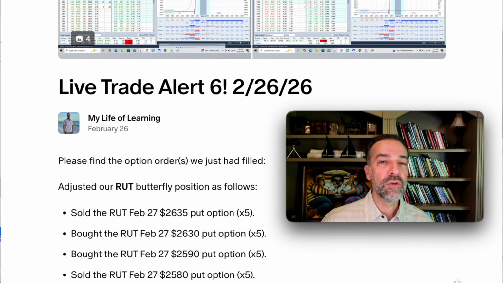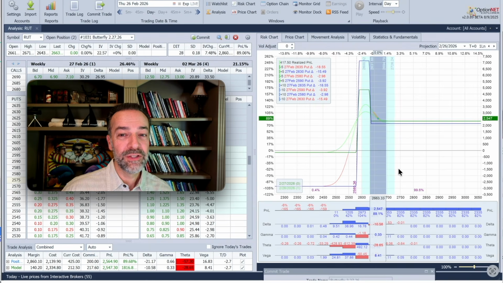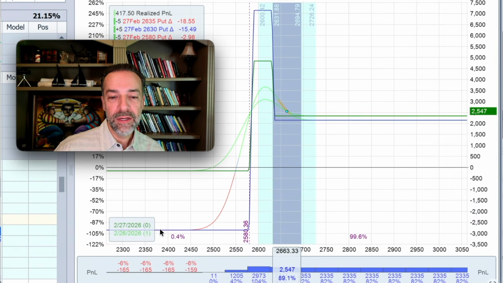All right, fast forward 2 more days, and we made one final adjustment. I'll tell you, this was probably my favorite adjustment. Here we go. So before I did this adjustment, the P&L expiration would be this thick blue line here. After the adjustment, it's this thick green line here. Let's talk about what I did and why.